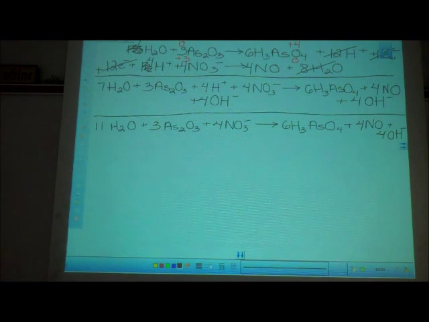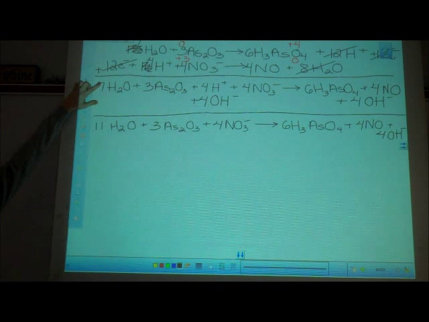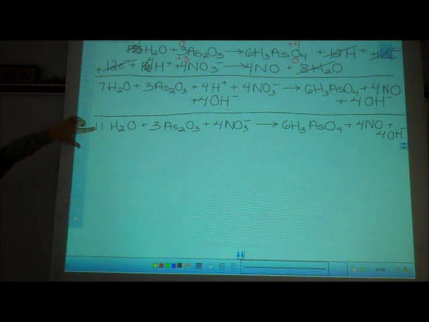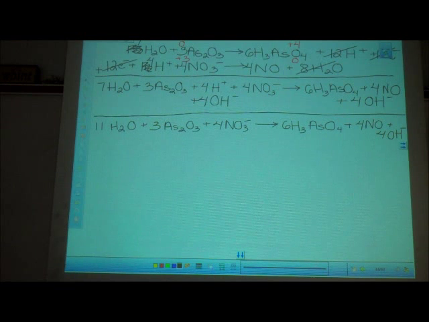So, I'm ending a little early because I want you to have some time to practice with these. This would be the final answer if the problem said balance it in acidic conditions. This would be the final answer if that problem were to be balanced in basic conditions. Okay?